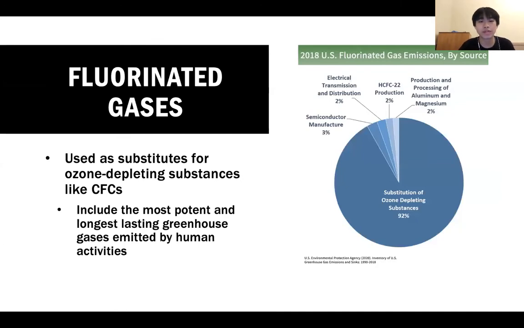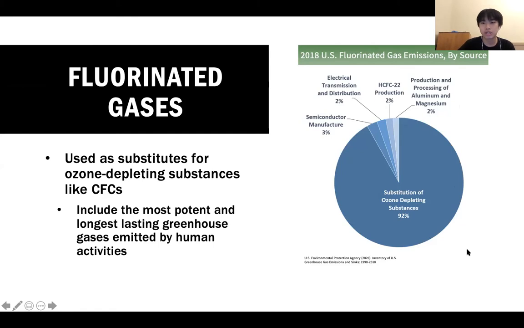Next, we'll talk about fluorinated gases. They're used as substitutes for ozone depleting substances like chlorofluorocarbons. After scientists saw the link between the depletion of the ozone layer and chlorofluorocarbons, they've been using fluorinated gases more. But fluorinated gases include the most potent and longest lasting greenhouse gases emitted by human activities. So fluorinated gases will also have a negative impact on the environment.